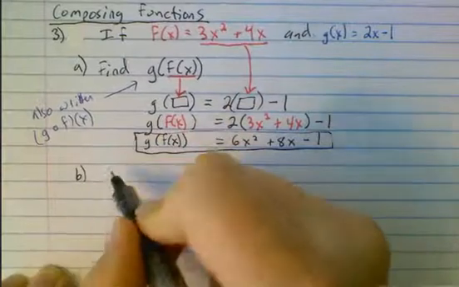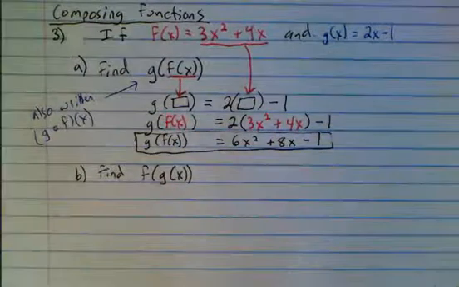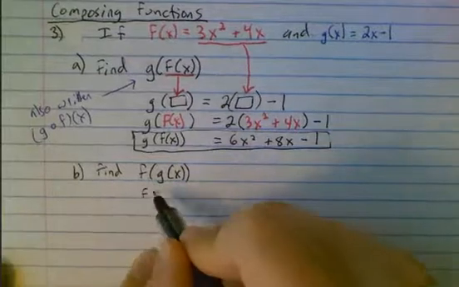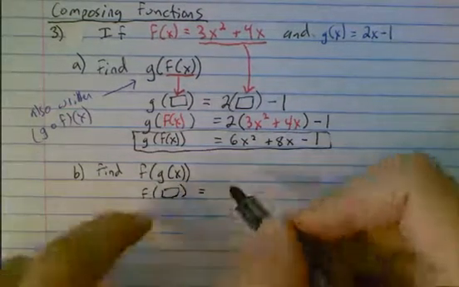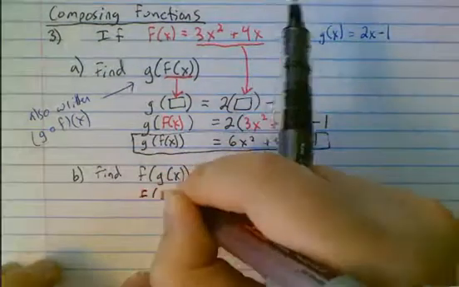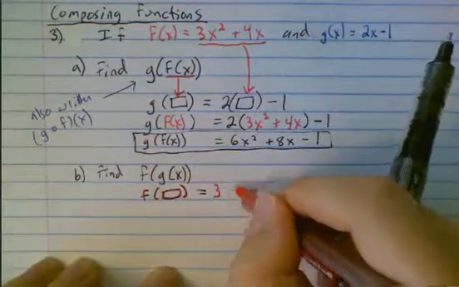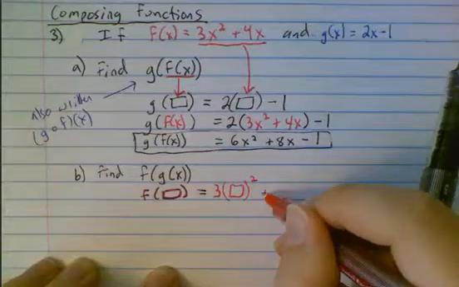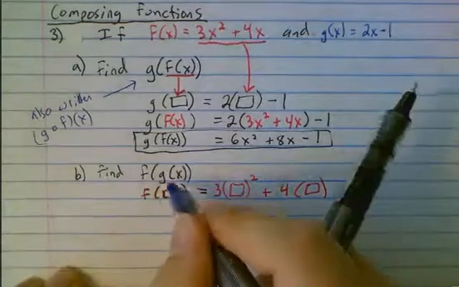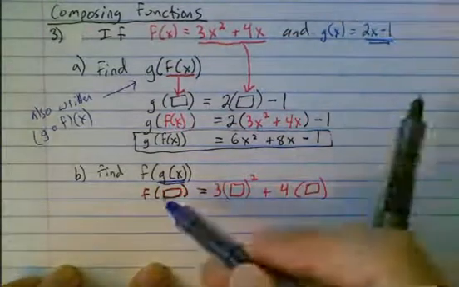Going the other way, we could also find f of g of x. And here our outside is the f. So we're going to use our f function with the box. And our f function right here, I'll color code it. It's 3 box squared plus 4 box. And what's going in that box? Well, it's this g of x right here that we have up here. So just like we did up here, this g of x is going to come in here.